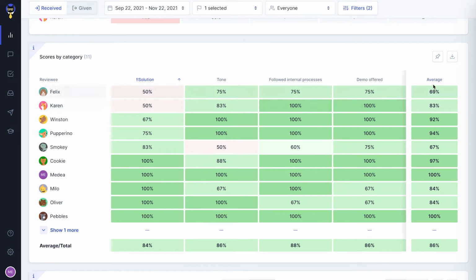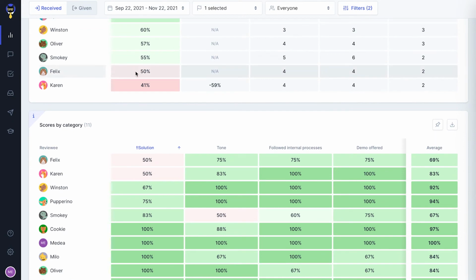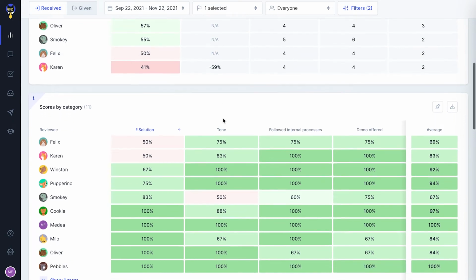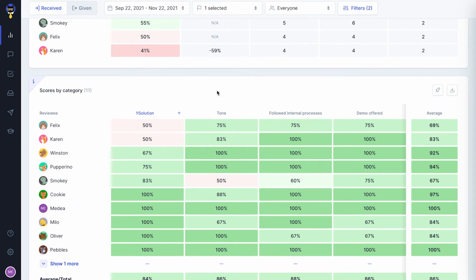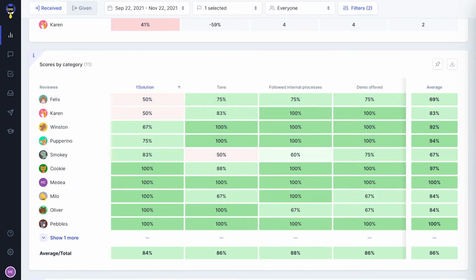And then over here in this column, we'll see the average of those rating categories. Do not confuse this 83% or 69% for Felix for the IQS score, because IQS score actually is much lower for Felix, it's 50%, and the reason is because when we count IQS, we will also count the weight of the rating categories as well as whether or not those categories are critical, while the scores by category do not take into consideration the weight or whether the categories are critical or not.